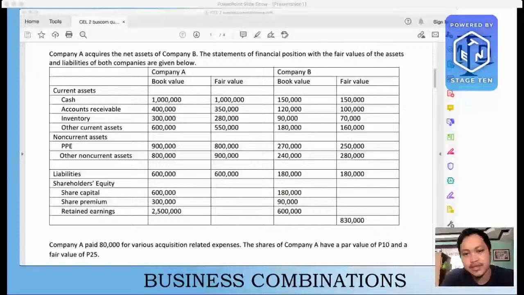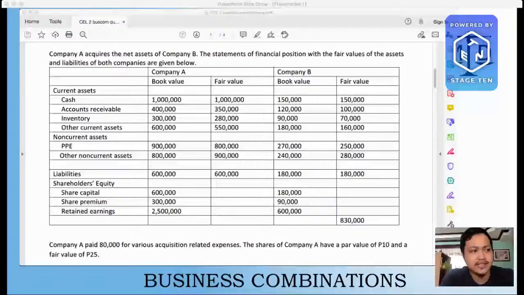Another reason why the acquisition date, class, is important, aside from the fact that it represents the perfection of the acquisition, is that the acquisition date serves as the reckoning point of the adjustment period or the measurement period. Within this measurement period, class, the valuations that we assign to the items involved in a business combination may be adjusted to correctly reflect their fair values as of the date of acquisition. I failed to mention this last time.